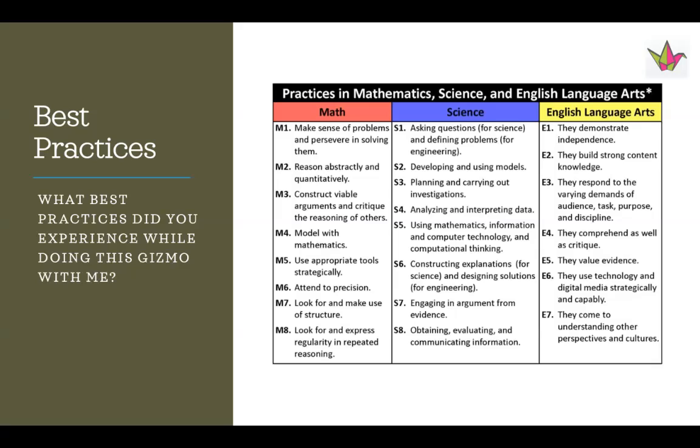If we look at some of the English skills, well, we did a lot of those, right? Building strong content knowledge, responding to varying demands of audience. Think of students responding and building off each other's conversations. So valuing our evidence, which is also a great one, E5. So I encourage you, if you want to, to take a screenshot of this chart, which is going to be very helpful, and try to incorporate some of these strategies in your teaching.